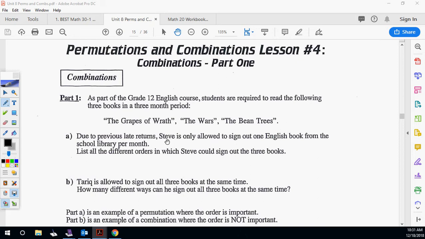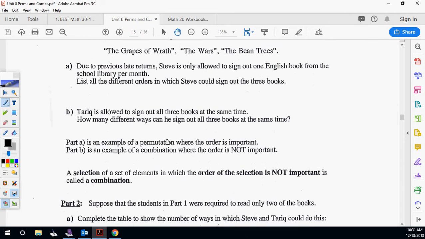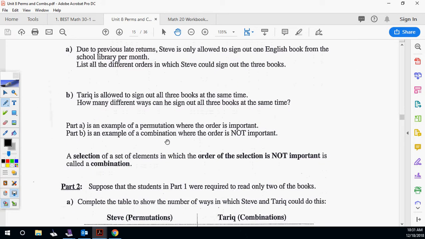As part of the grade 12 English course, students are required to read the following 3 books in a 3-month period: The Grapes of Wrath, The Wars, and The Bean Trees. Due to previous late returns, Steve is only allowed to sign out 1 English book from the school library per month. List all the different orders in which he could sign out 3 books.